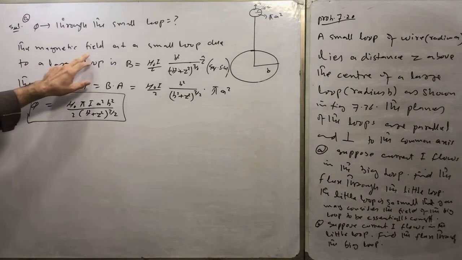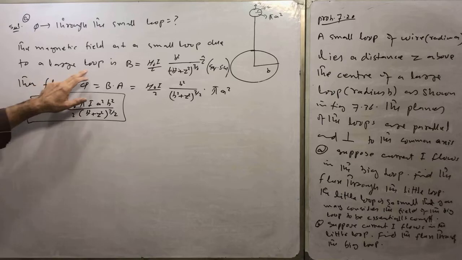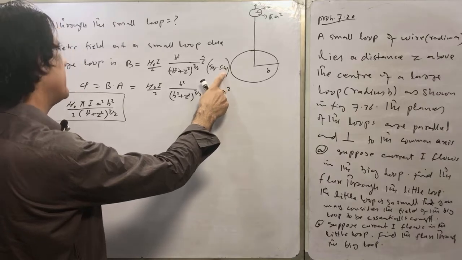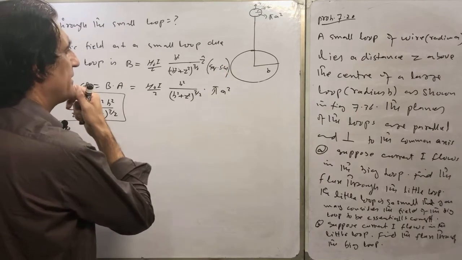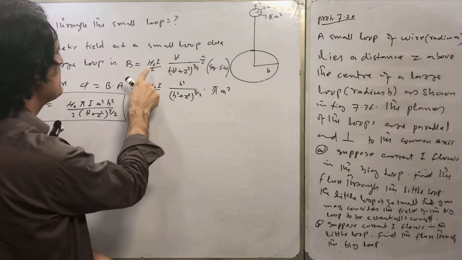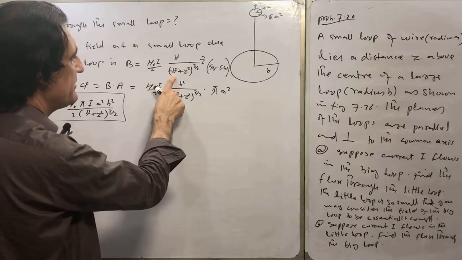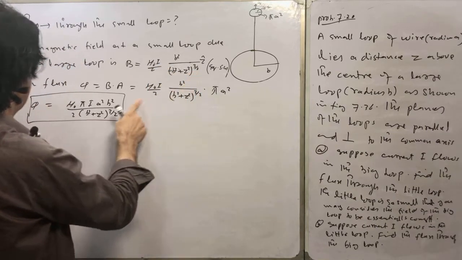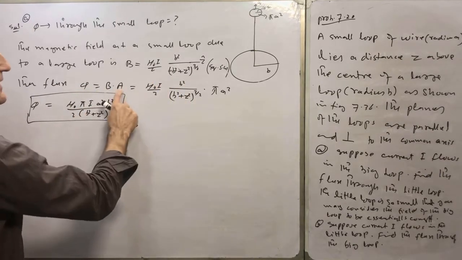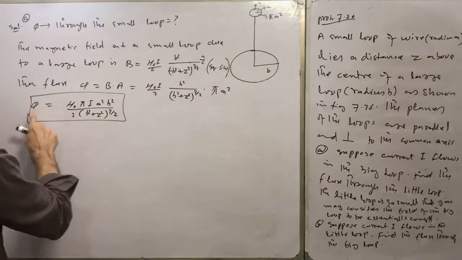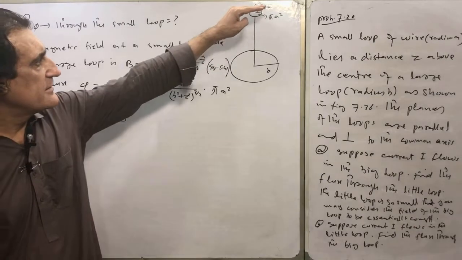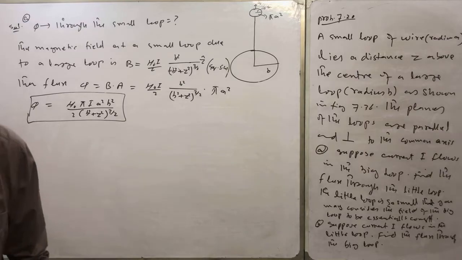The magnetic field at the small loop due to the large loop is from equation 5.41, which has already been calculated: B is equal to mu naught I divided by 2, b squared divided by (b squared plus z squared) to the power 3 over 2. Then the flux phi is equal to B dot A. B we have, and the area of this loop is pi a squared, so multiplying them we have the flux. This is the flux through the small loop.